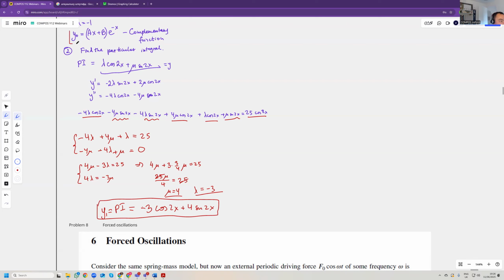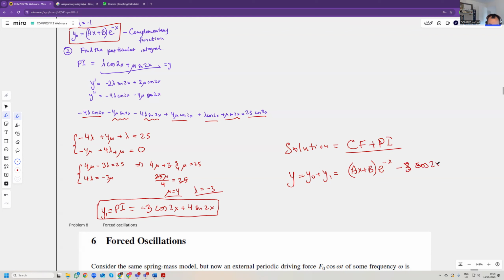And now I have my final solution. The solution is always the complementary function plus the particular integral. So we found the complementary function. So y is equal to y0 plus y1, which is (ax plus b) multiplied by e to the minus x, plus minus 3 cos 2x plus 4 sine 2x.